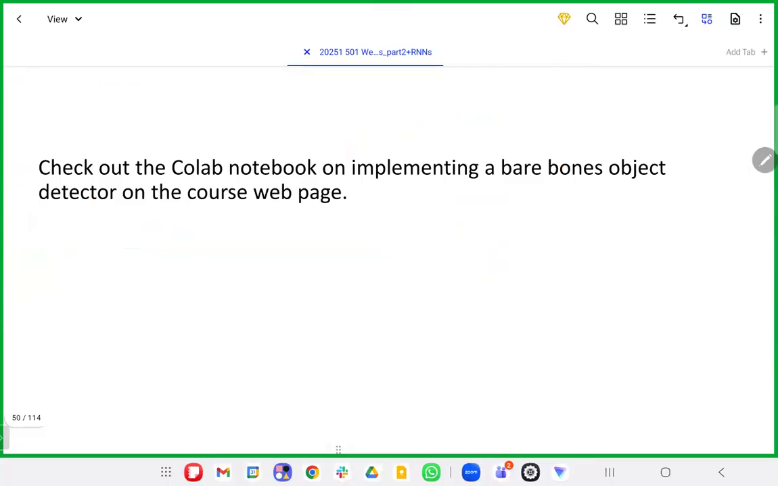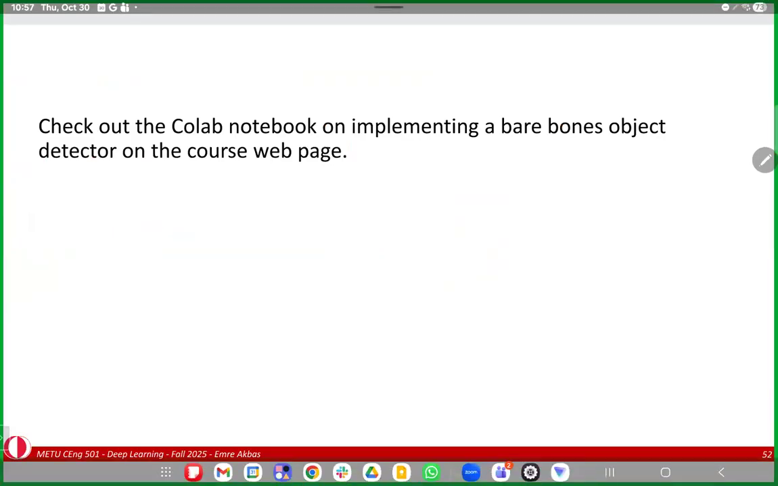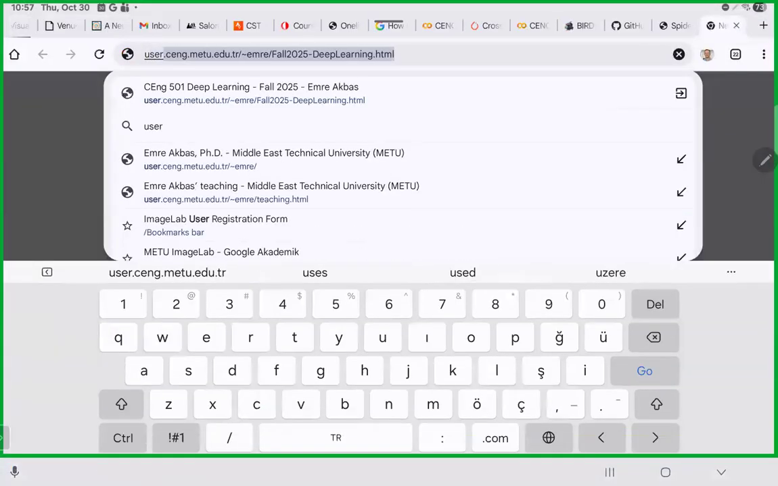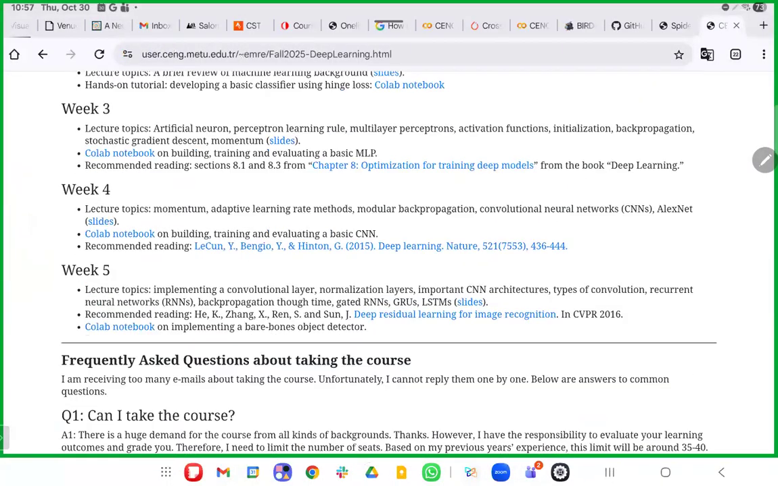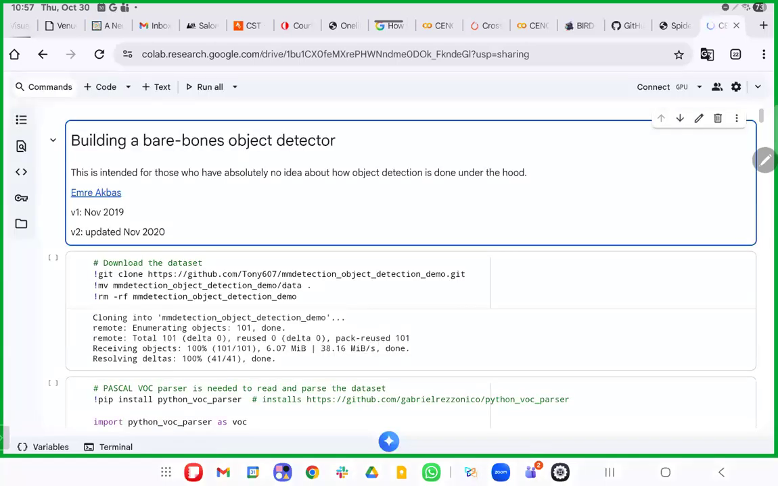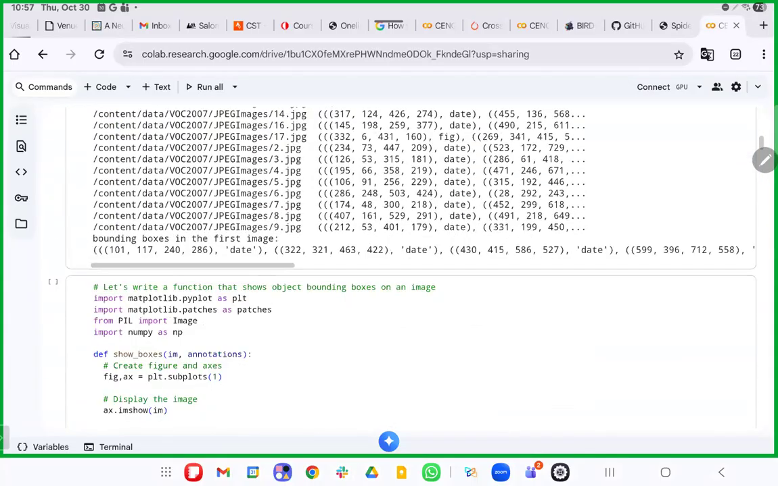I encourage you to look at the Colab notebook on implementing a bare bones object detector. This is on the course web page. So this shows you an example of something different than image classification. So far we have seen all of our examples through image classification, but this one is showing you an object detection example.